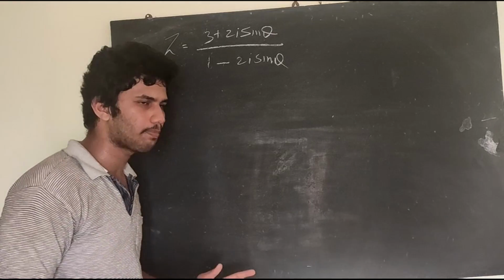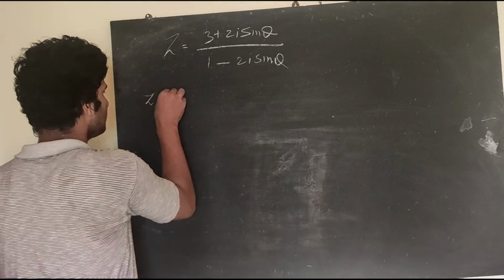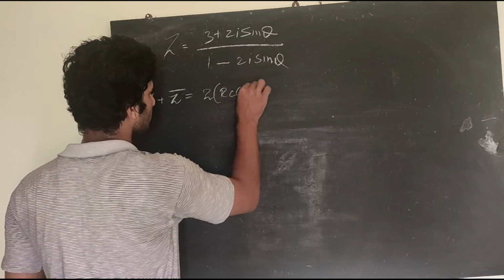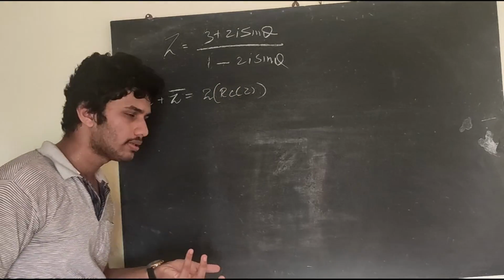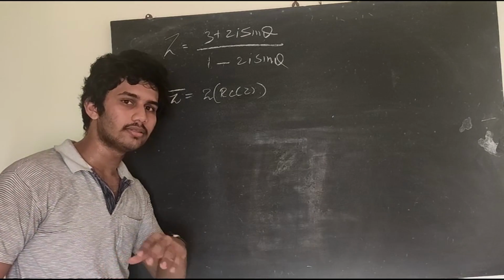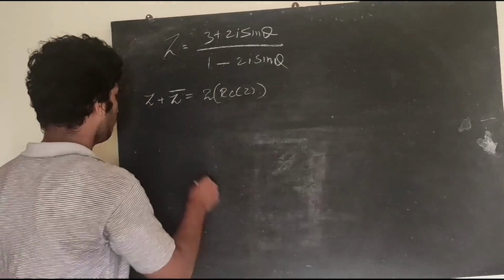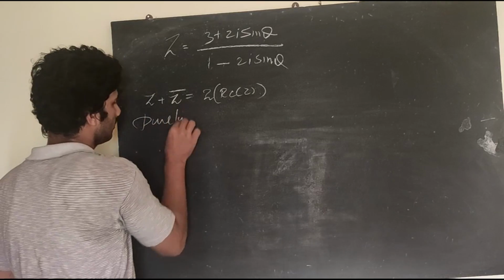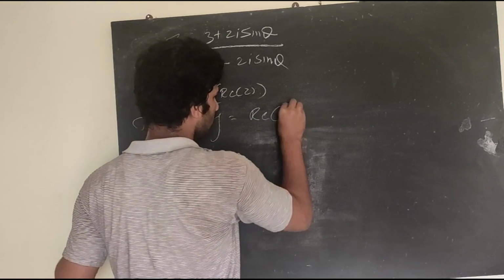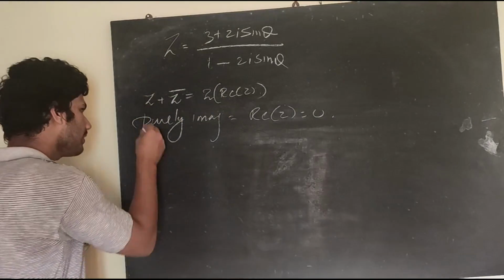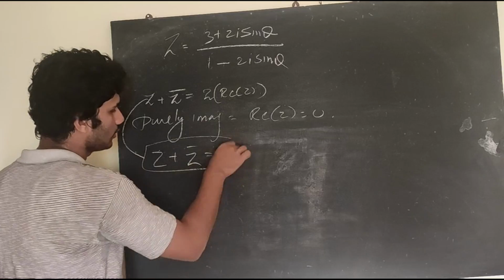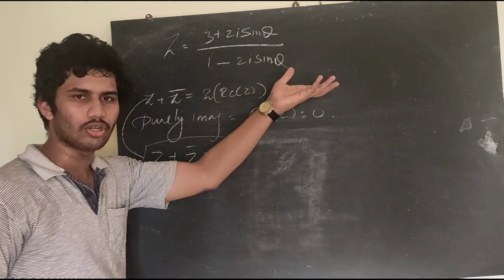Just now we have learned a property: z plus z bar gives me 2 times the real part of z. And as we discussed in the first lecture, purely imaginary means the real part is 0. So purely imaginary, that's the hack. That is, z plus z bar is actually 0. So you just need to add the conjugate of this.